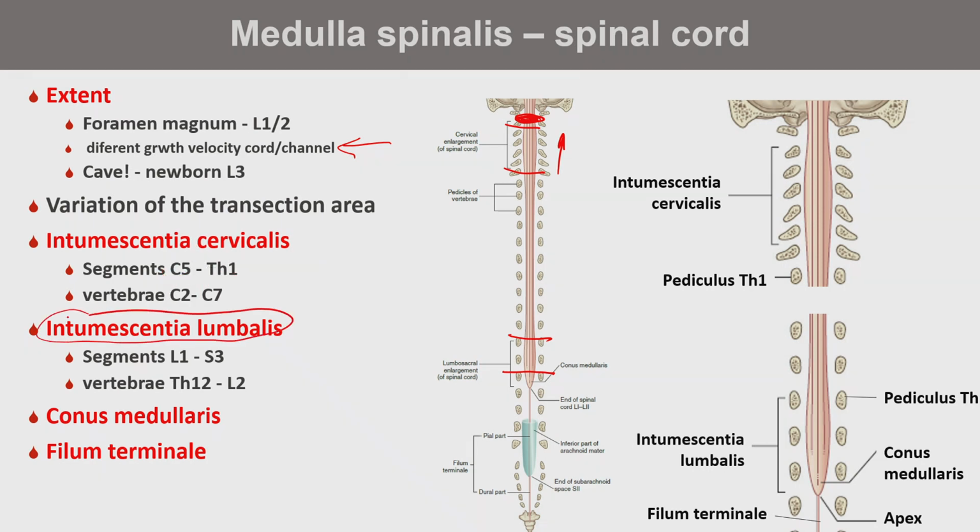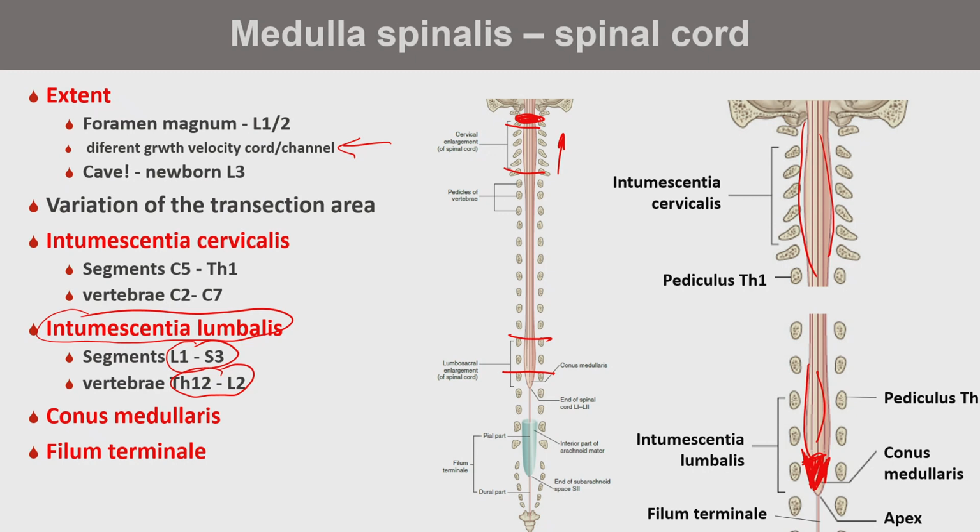The second intumescent area is in the lumbar region, because there is a lumbar and sacral plexus which is innervating lower extremities, and those segments L1 to S3 are localized at the level of the last thoracic vertebra and first lumbar, so in the distal part. So we have two intumescentias, and then also the last part of the spinal cord has a conic shape and is called conus medullaris. Medullar cone, so easy to understand, easy to remember.